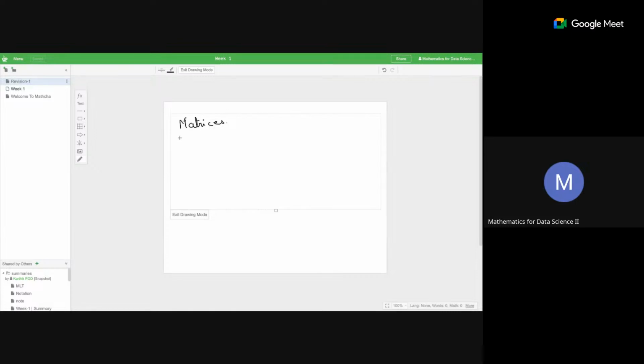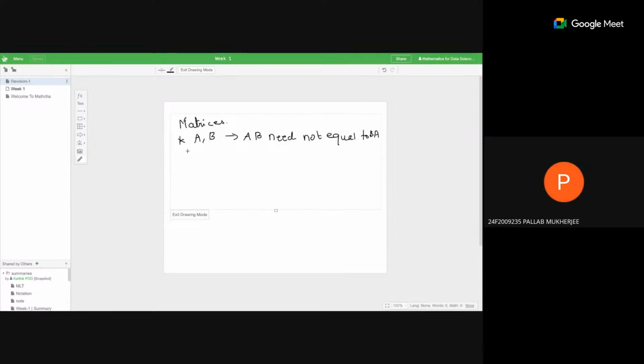So in matrices, the point we saw was that for any two matrices A, B, it may be possible for some matrices that AB and BA are equal, but in general, AB need not be equal to BA, right? So here you see that matrix multiplication is not commutative. Okay, so the next thing we are going to see is what are symmetric matrices.